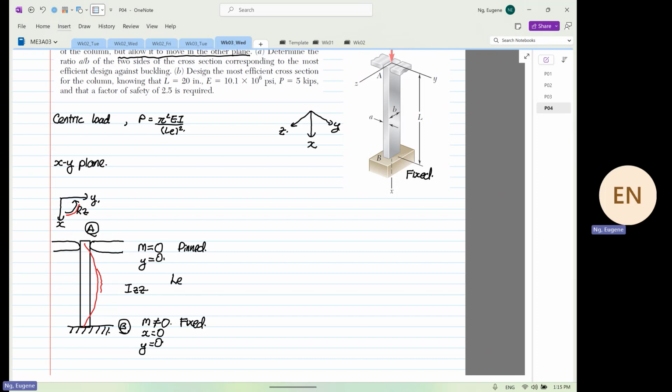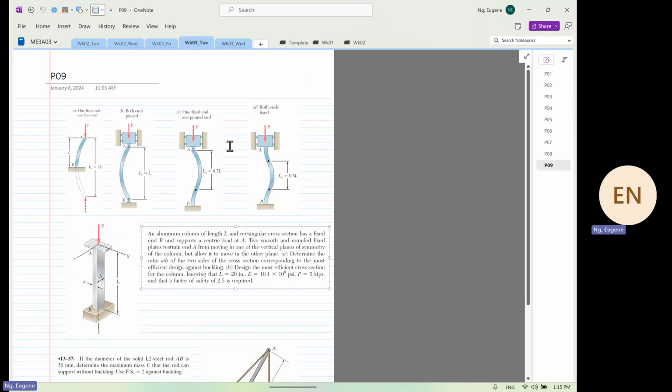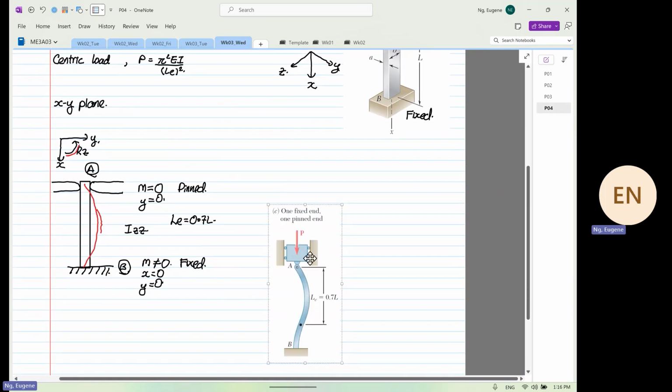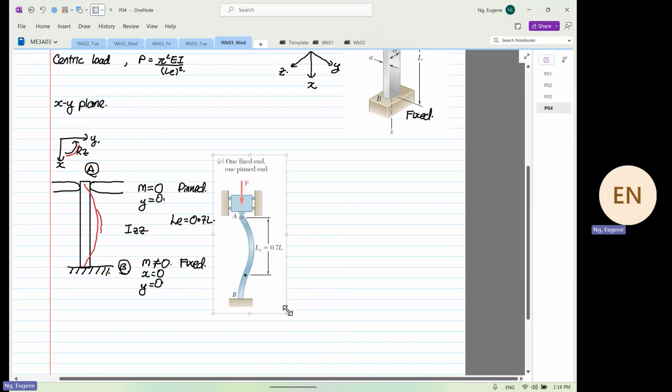We know that LE is equal to 0.7 what? L. How do we know that? One end is fixed, the other end is spin. I copy and I paste. This is how we know. And this will be provided.